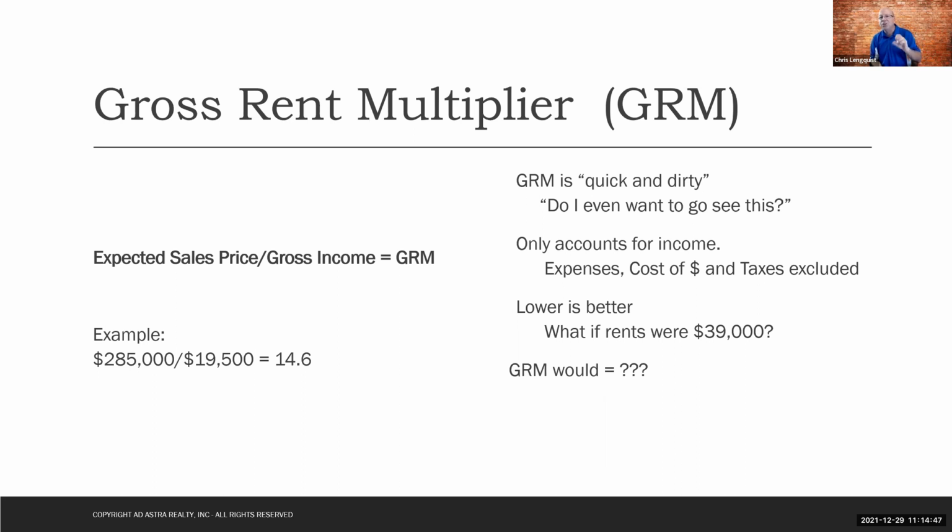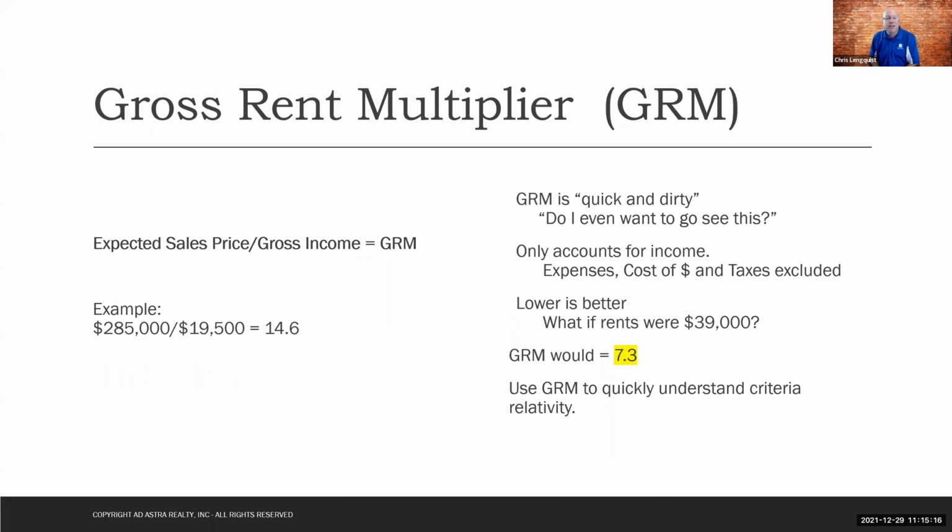Now, I want you to get your calculators out real fast on your phone or your computer, whatever. What if the rents were $39,000? Now, first of all, that's a ridiculous amount of rent for this house. It's never going to happen. I mean, I could like pay for all the utilities and go mow their lawn. It's not going to happen. But what if the rents were $39,000? What would your GRM be? Everybody get your calculator out. Half of that, 7.6, 7.3. So your GRM would then be 7.3. Everybody come up with 7.3?